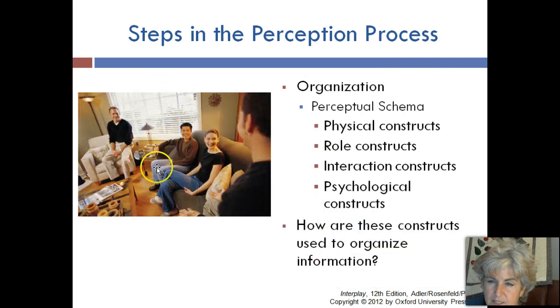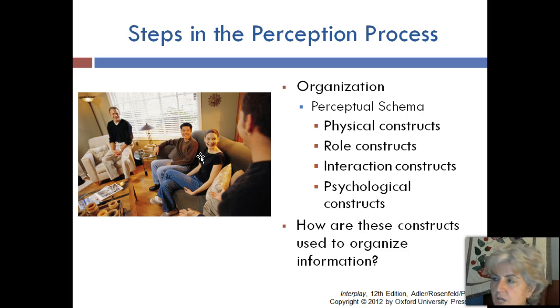The next stage beyond selection is organization. Organization is how you make sense of it. Okay, now you've noticed it, you've perceived it, now what do you do with it? You have to begin to process that information. And we have these mental boxes, mental ways of categorization, what are called perceptual schemas, that are the process of how we make sense of information.